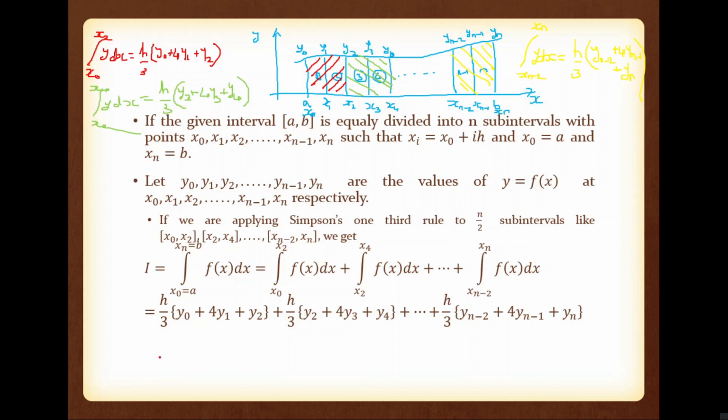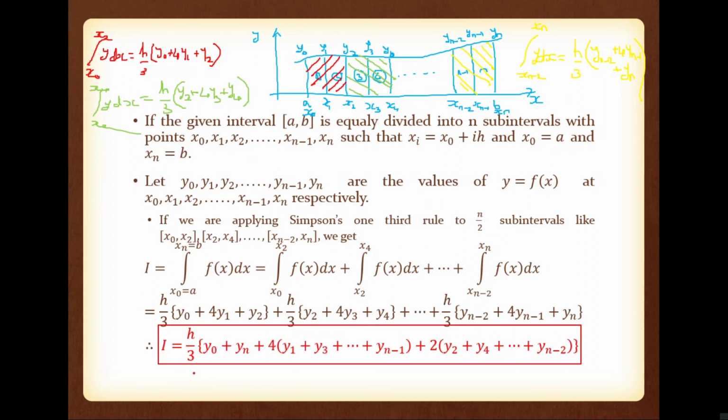So we can write the integral equation I is equal to h by 3 into, in curly bracket, y0 plus yn plus 4 into y1 plus y3 plus y5 plus etc. plus yn minus 1, means odd terms, plus 2 into y2 plus y4 plus etc. plus yn minus 2. So please note down this equation.